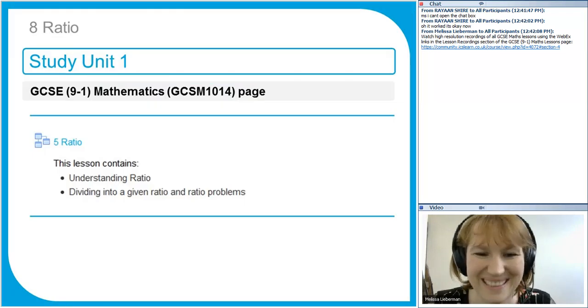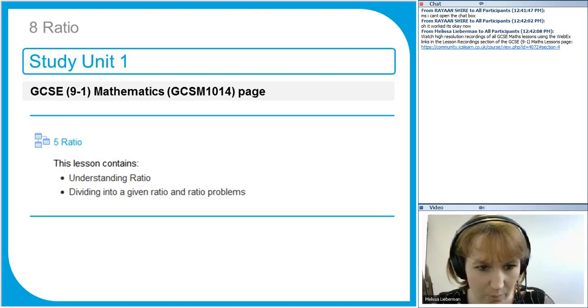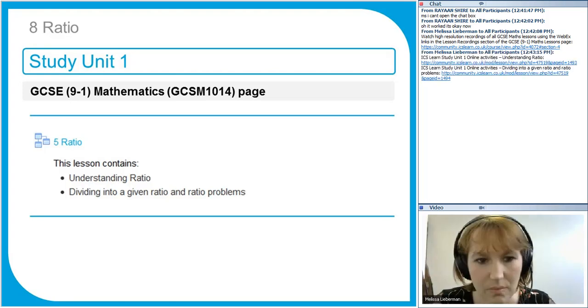Now, this lesson corresponds to section 5 in your Unit 1 on your course page. I'll give you direct links to those two bits if you want to complete those activities. There's no videos for these, only for the earlier ones, but if you want to complete some questions, we've got understanding ratio, dividing in a given ratio, and ratio problems. When you've done that section, you'll notice a little box, and if you click in it, it will put a tick. So once you've completed it, you can click that tick, and as you work through, you know what you've done.